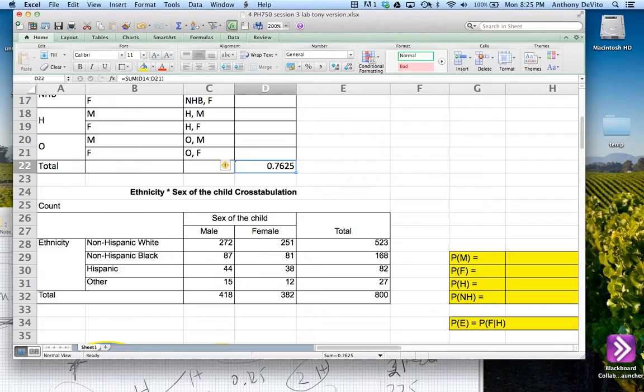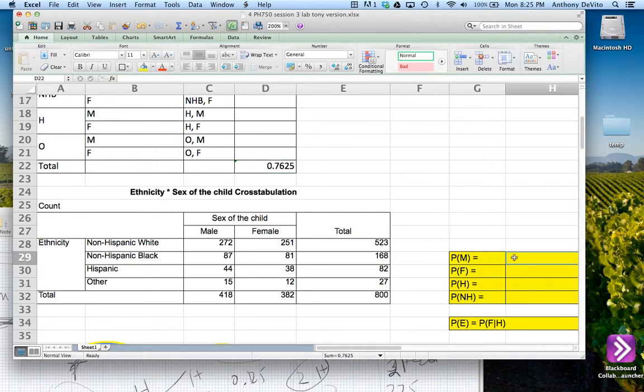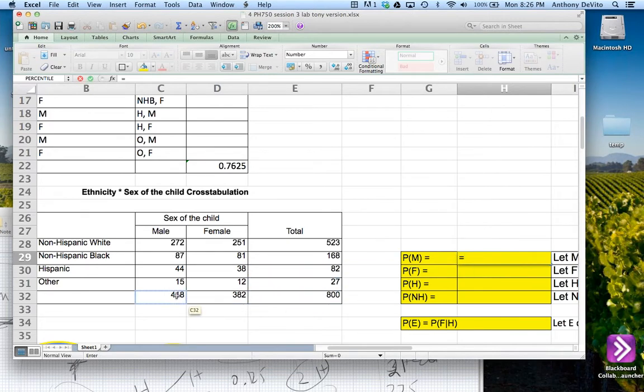Okay, now let's take a look at another way of looking at this. What's the probability of having a male baby? Well, how many male babies? 418 out of 800 total births. The probability of a male baby is going to be equal to 418 over 800. The probability of having a female baby is going to be 382 out of 800. Makes sense, right? Because the baby's going to be either male or female, so these two probabilities are going to add up to 1.